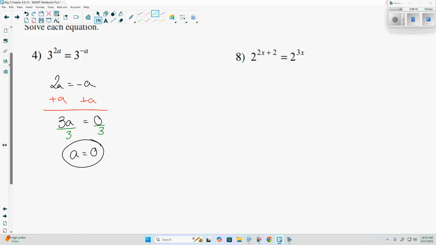2 to the 2x plus 2 is equal to 2 to the 3x. Again, the bases are the same, one base on either side. So the only way these two can be equal is if the exponents, 2x plus 2, is equal to 3x.